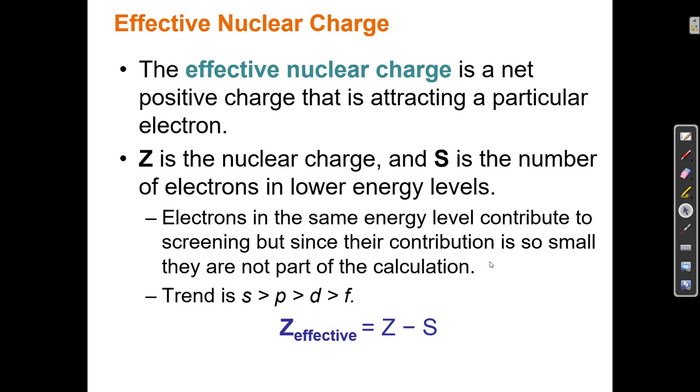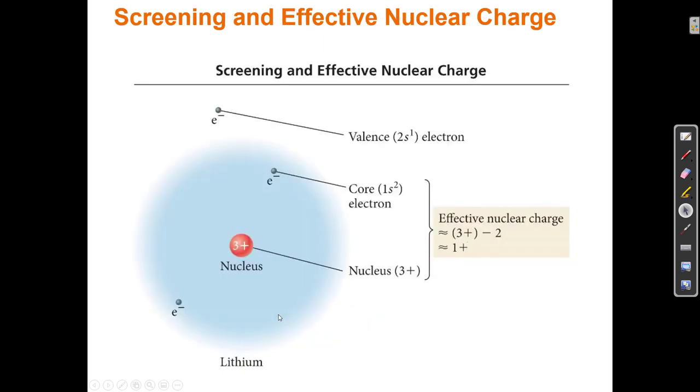So by lower energy levels, we mean anything that has a smaller principal quantum number. So if the valence shell is the fourth principal quantum number, n equals 4, then we would add up the number of electrons in n equals 3, n equals 2, and n equals 1, and that would become S. And so we take the number of protons in the atom and subtract the number of electrons in lower energy levels, and that becomes the effective nuclear charge.